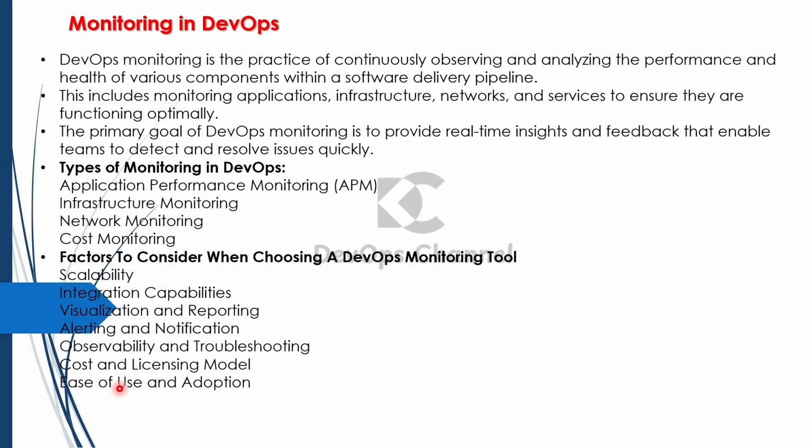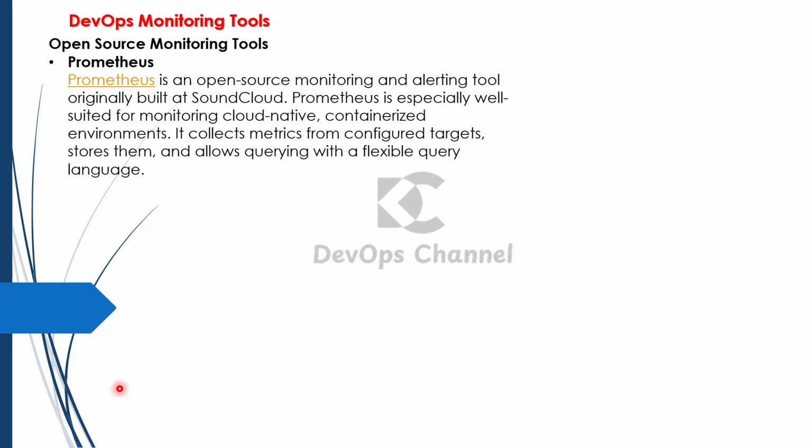Now if you talk about tools, there are various tools. I have categorized some tools in their own category. Let's see some famous tools in DevOps monitoring. First, let's discuss open source monitoring. First one is Prometheus, which is very famous. It's an open source monitoring and alerting tool originally built at SoundCloud. Prometheus is especially well suited for monitoring cloud native containerized environments. It collects metrics from configured targets, stores them, and allows querying with a flexible query language, so that you can filter them with a timestamp.